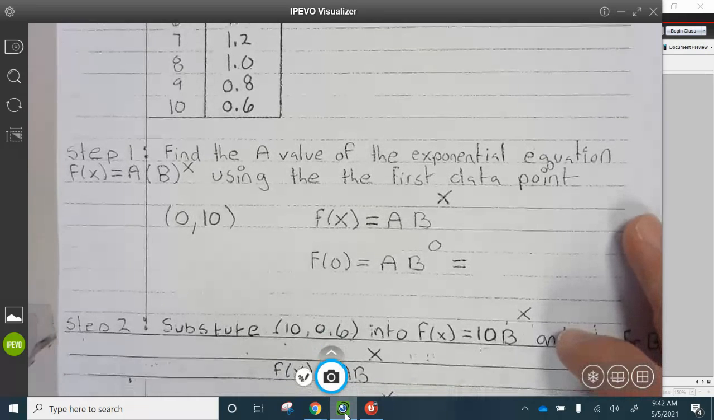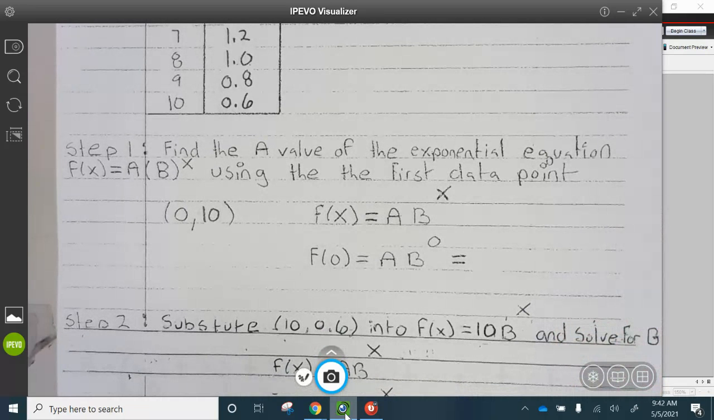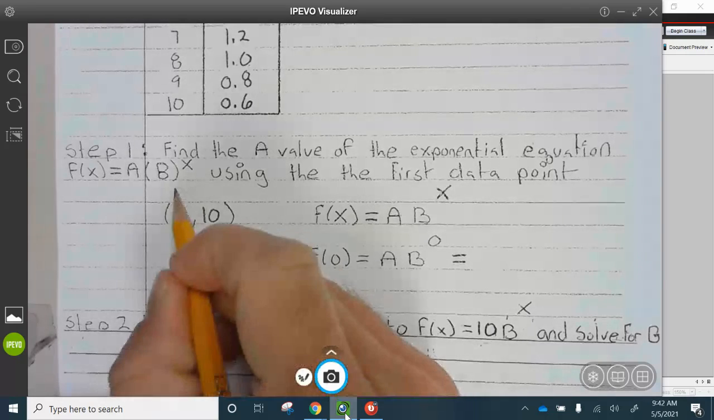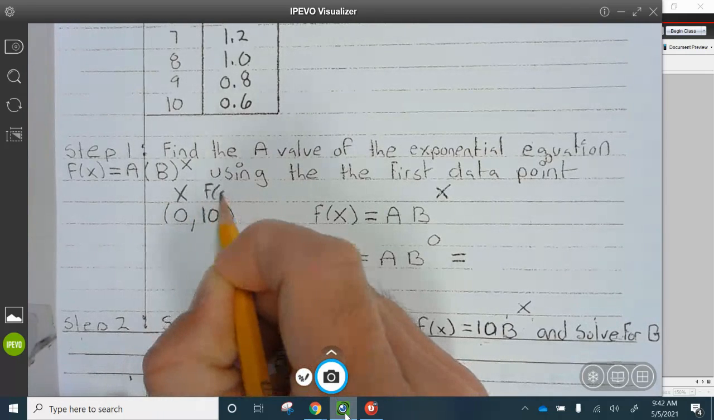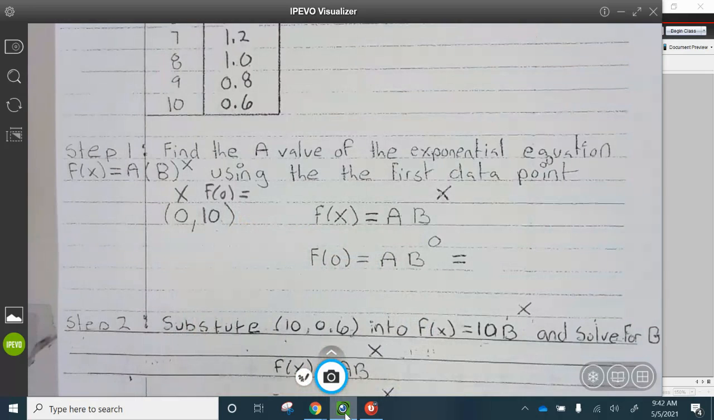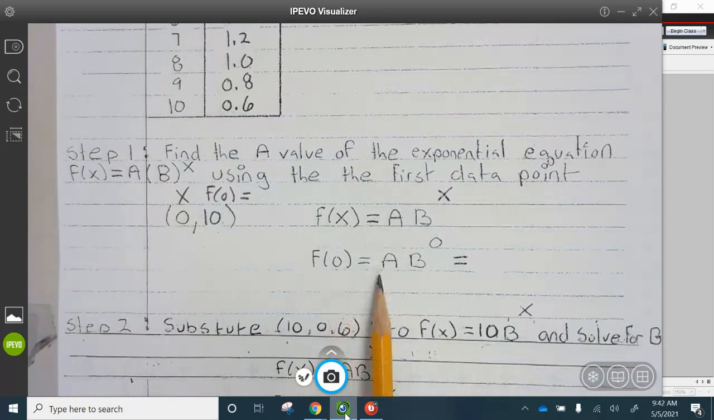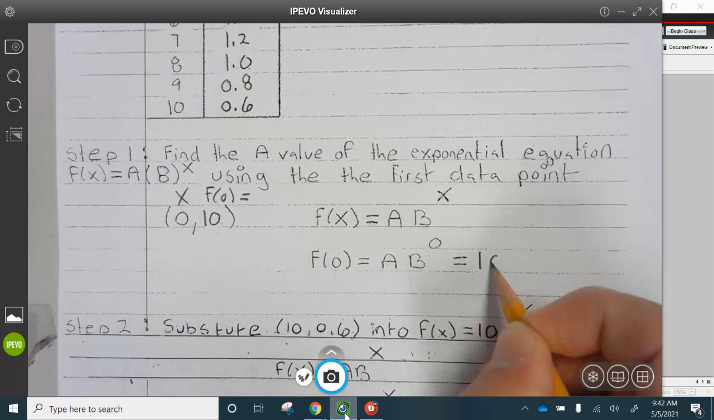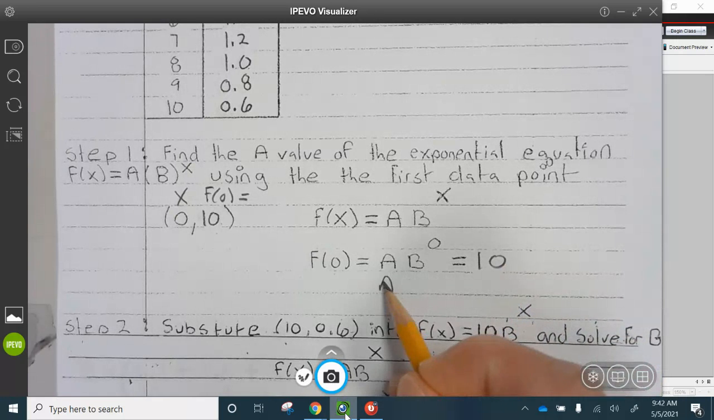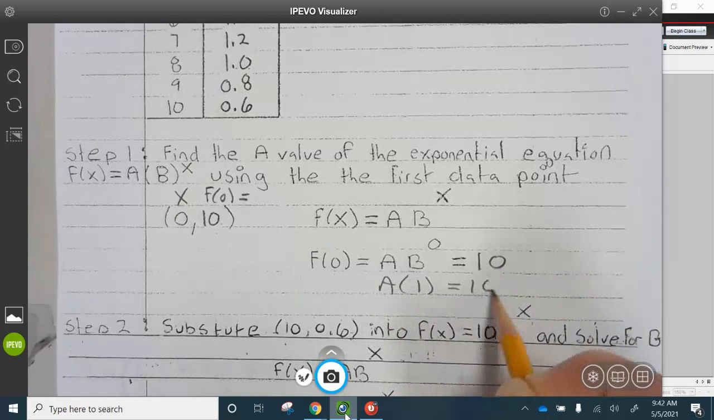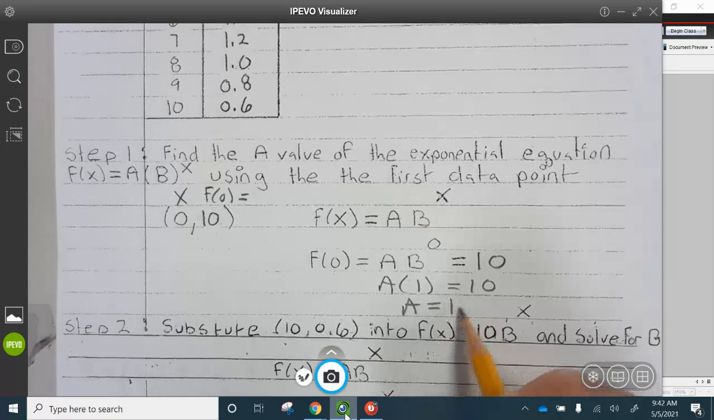All right, step 1. Find the a value of the exponential equation f of x equals a times b to the x using the first data point. First data point 0, 10. This x is 0. f of 0 equals 10. So f of 0 equals a times b to the 0, which is 10, which we know is, again, a times 1, which equals 10. So a equals 10.